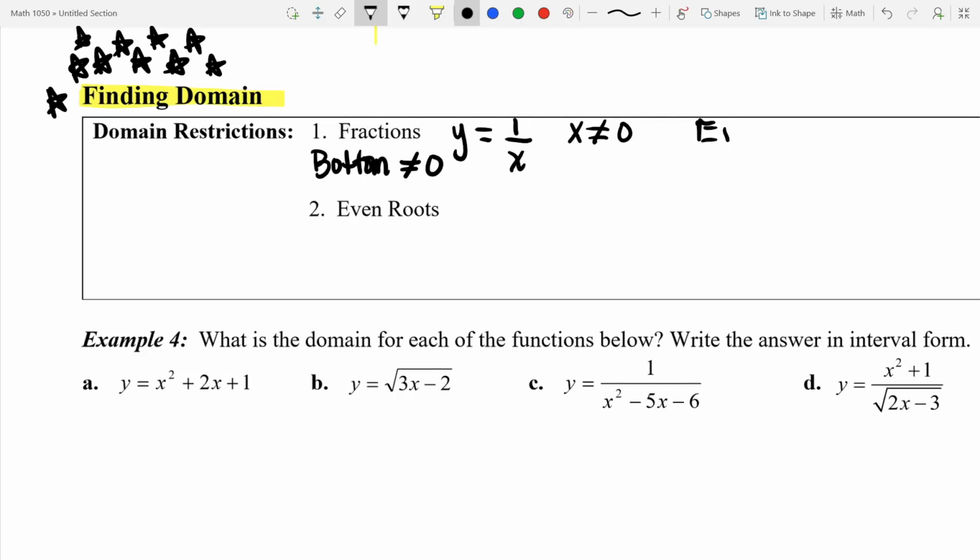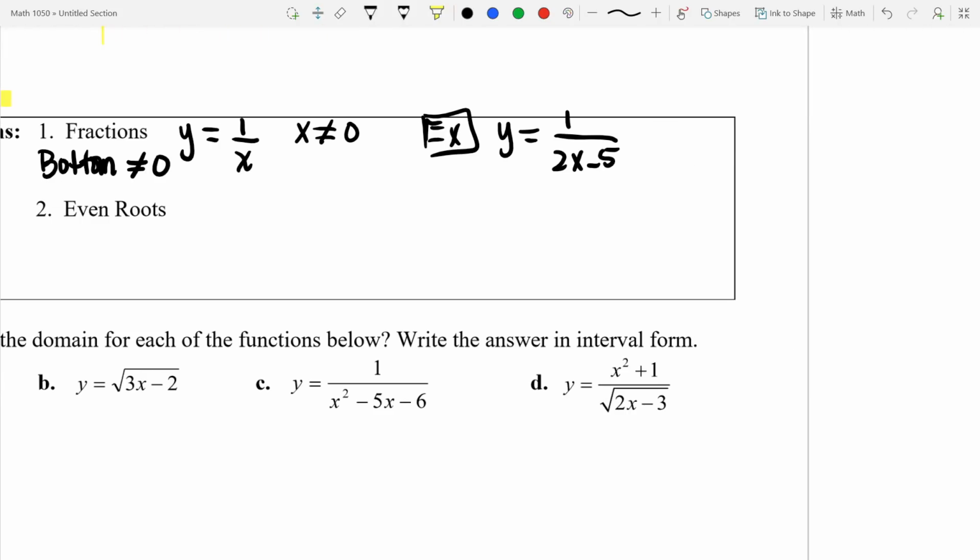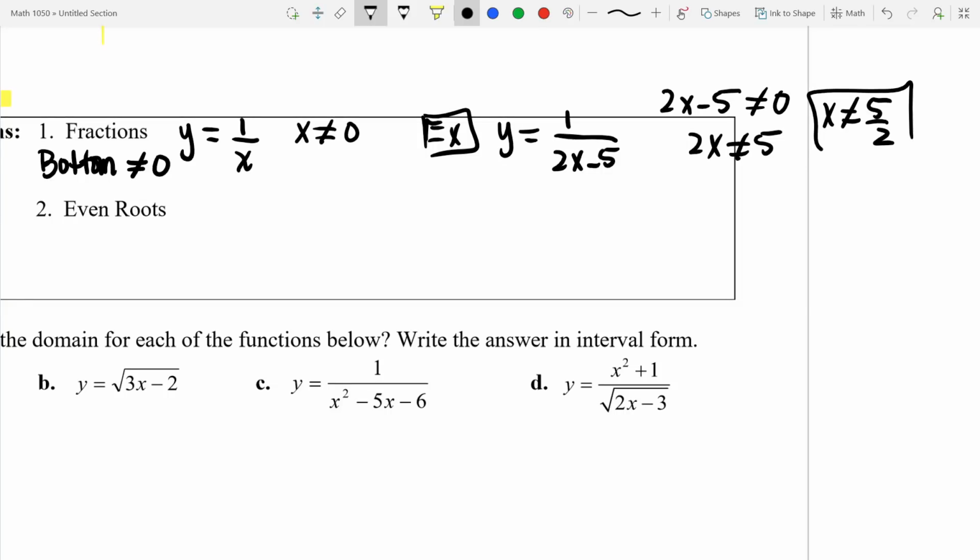Now let's make it a little tougher. Everybody add another example. Go y equals 1 over 2x minus 5. If that were your problem, and they were saying find the domain, you would write down the bottom, 2x minus 5, and you would say, I know that can't be 0. Okay, write this with me. So you would say 2x cannot be 5. You would divide by 2, so you would know the domain is x cannot be equal to 5/2. Very simple, right? You just have to remember how to set it up.